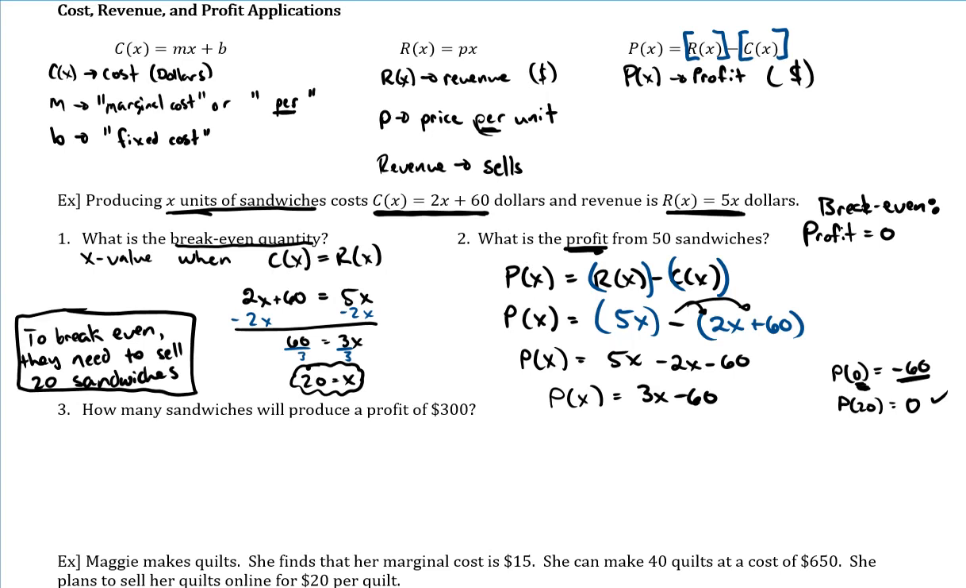Okay, anyway, back to this problem though, number 2. So we're still not done yet. They want to know the profit from 50 sandwiches. So that's an X value. So now we can plug it into our profit function, and we'll just sub out the X for 50. And then from here, we'll simplify. So it looks like I'm going into number 3 a little bit. Let's write it as P of 50 equals, well, 3 times 50 is 150 minus 60. That would be $90.